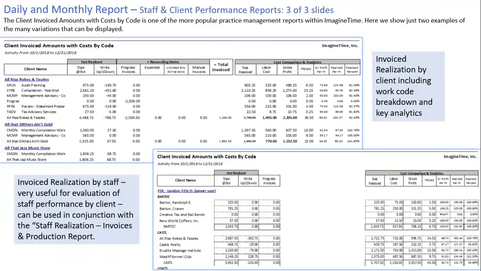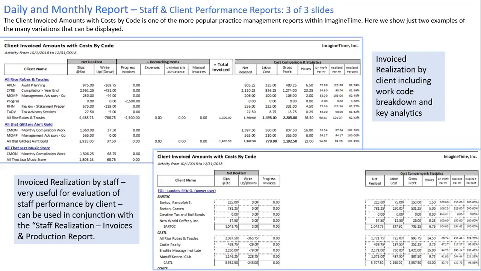Okay, let's jump back down a couple of slides. There we are. I've selected the work code option. So on all rise robes, we had time that was billed of $4,488 during the period. Net realized was $3,700. There were some progress invoices, so they're not part of the realization computation. Their day of reckoning is when they get closed out on a final bill.